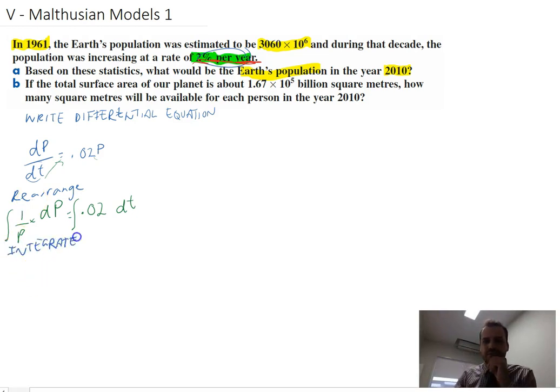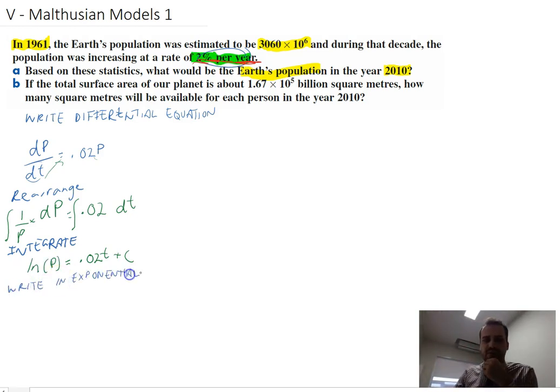Now we're going to integrate both sides of this. Now the right-hand side, that's pretty easy to integrate, 0.02t plus c. And this other one is the natural log of p plus c. Now because we've got a plus c on both sides, we can just sort of merge them into 1 plus c because we're just adding a constant.